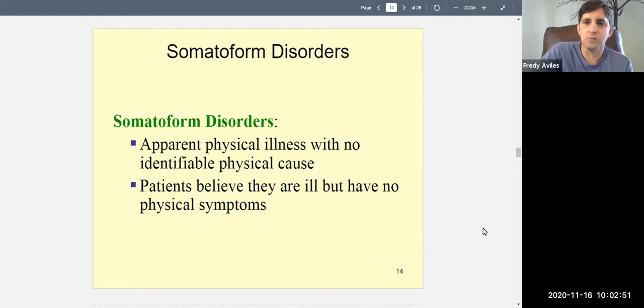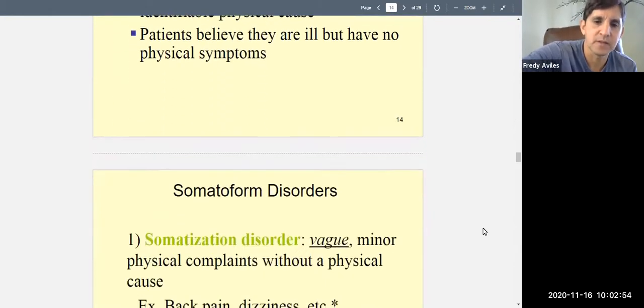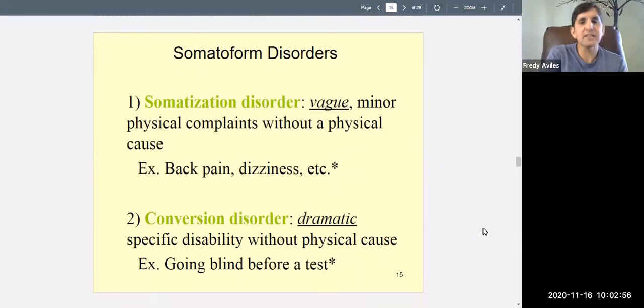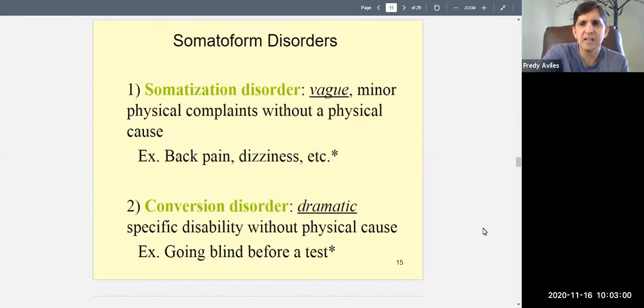And it comes in different forms. And here are the different forms. Here's two of them. Somatization disorder is one of them. Somatization disorder is when you have vague, minor physical complaints without a physical cause. When you complain of vague, minor things, but there's nothing wrong with you. It's all in your head, so to speak.